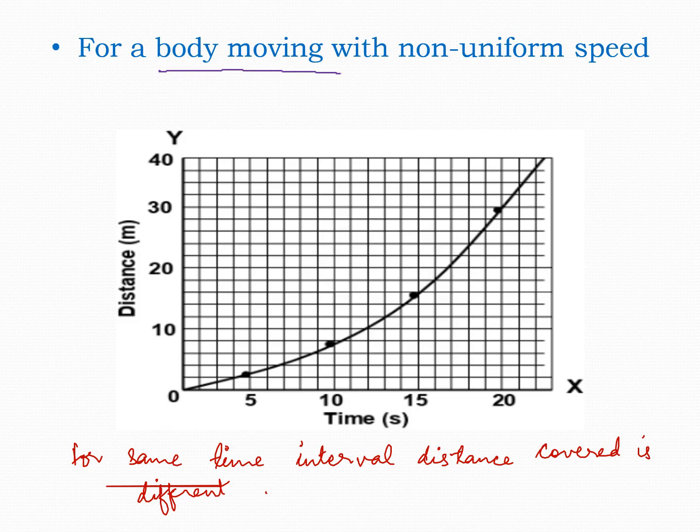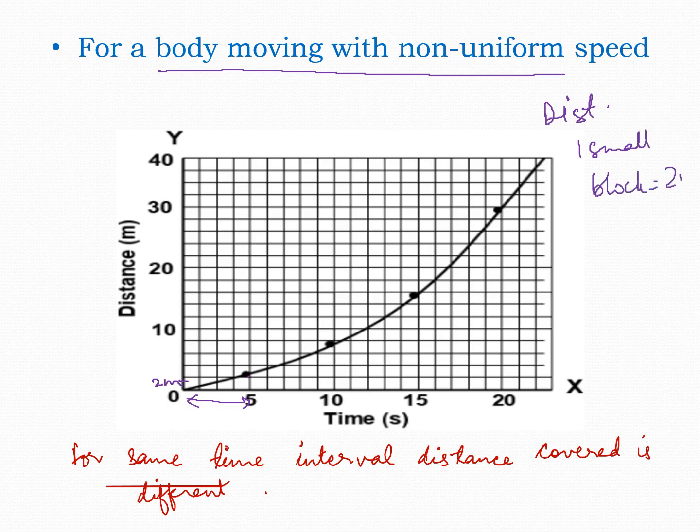For a body moving with non-uniform speed. Non-uniform speed means, for a particular time interval, for 0 to 5 seconds, distance covered is how much? Now here, each distance is actually represented as one small block, which is 2 meter. Can you see here? 2 plus 2, 4, 5, 6, 7, 8 and 9, 10. That's how you are getting a 10.